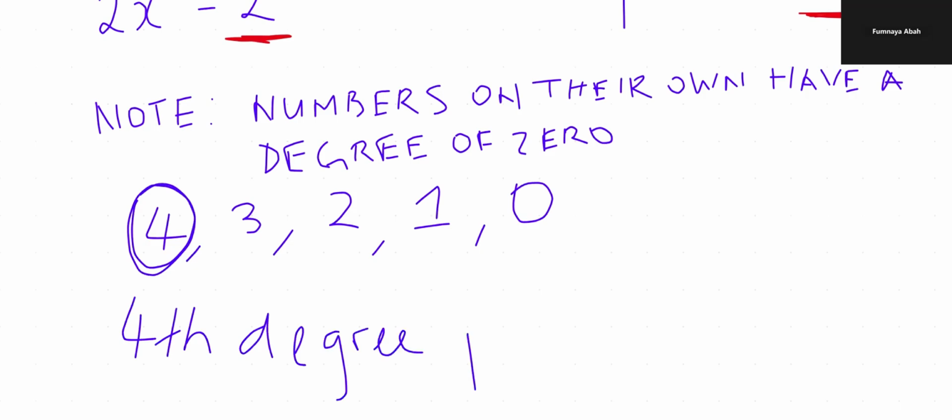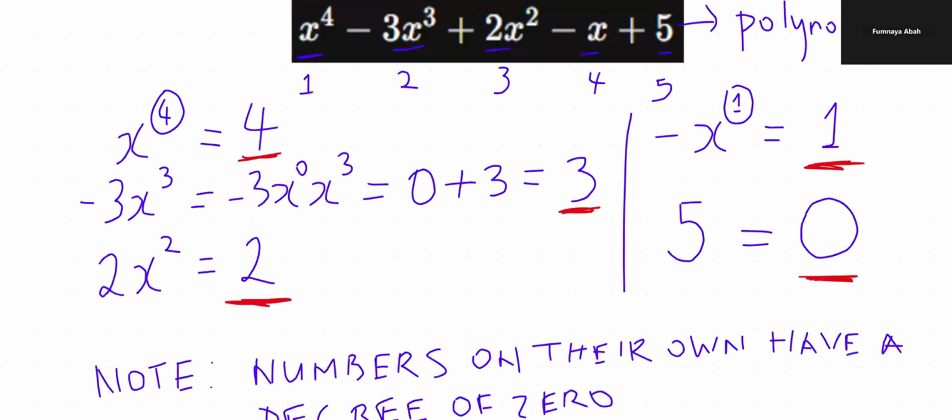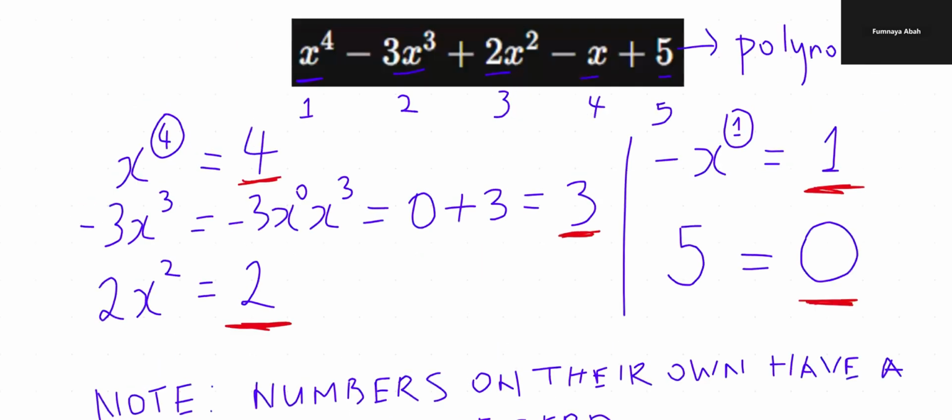It's a 4th degree polynomial because the highest exponent in the polynomial is 4. So it's a 4th degree polynomial. Since we know that the highest exponent is 4, the term that had the exponent of 4 was x raised to the power of 4. So that is our leading term because it's the term that had the highest exponent. So x raised to the power of 4 is our leading term.